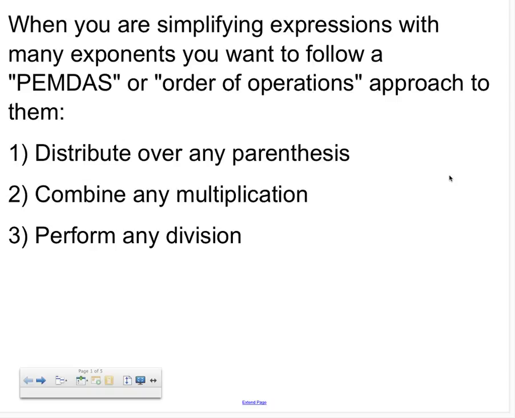And then perform any divisions, the last step, kind of like the reverse of the second step. When you have 2 bases that are the same and you divide them, you subtract the exponents to get the new term. So let's see how this plays out in some examples here.